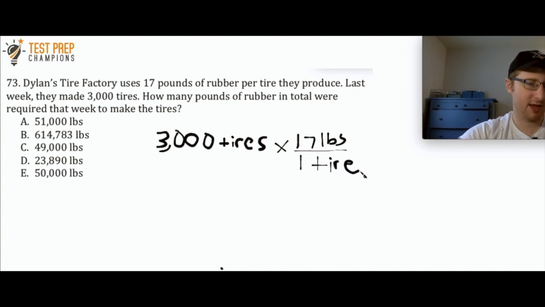And so if I just simply throw this in my calculator and see what I get, if I do 3,000 times 17, I get 51,000 pounds, all right? And so I set this up here so that the units will cancel out and I'll be left with my answer in pounds.